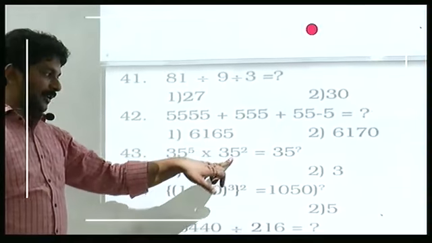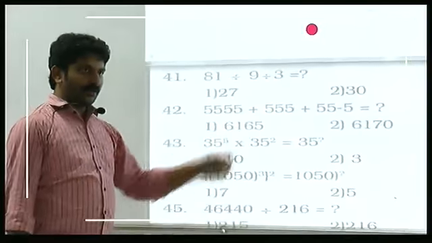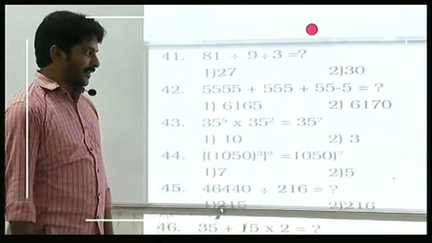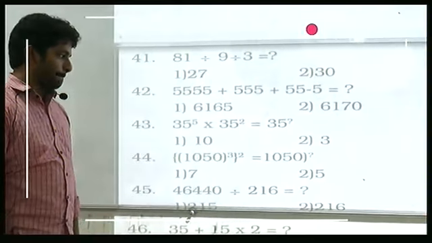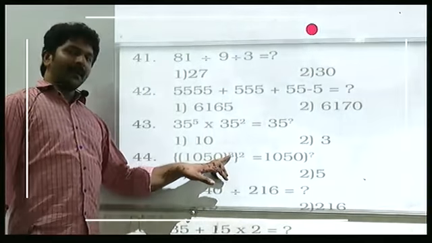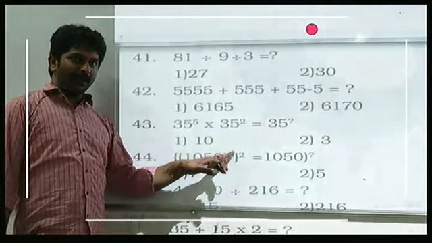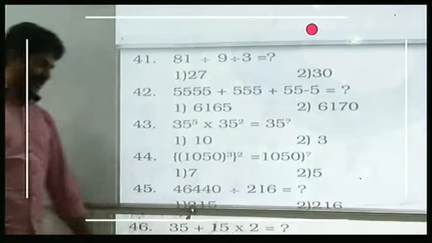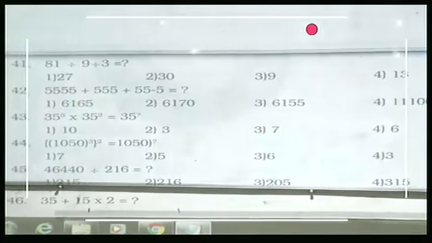35 to the power of 5. 35 to the power of 2. 35 to the power of 7. Third option. Right. A power m to the power of n, a power m into n to the power of 6. Next, 45.